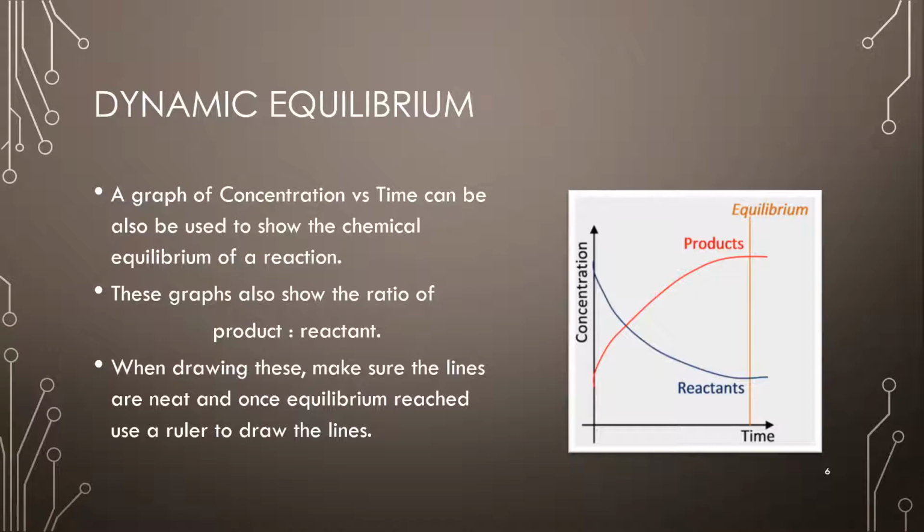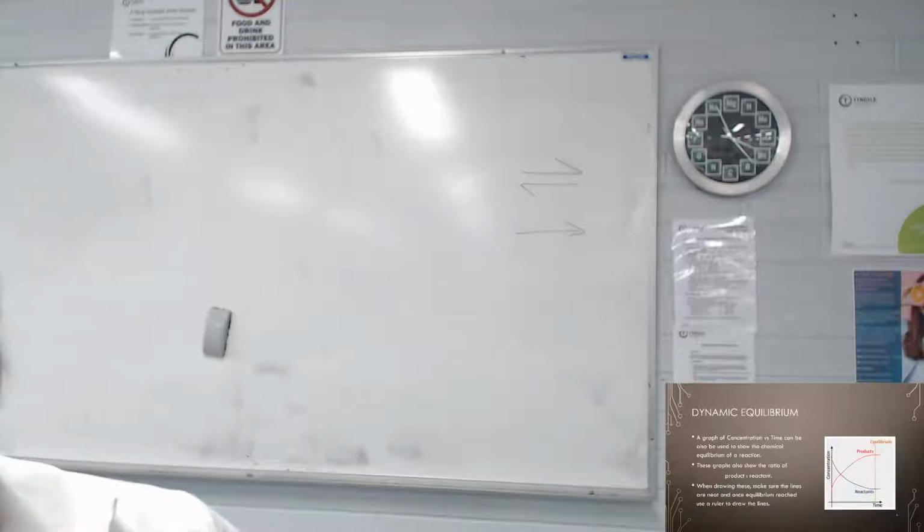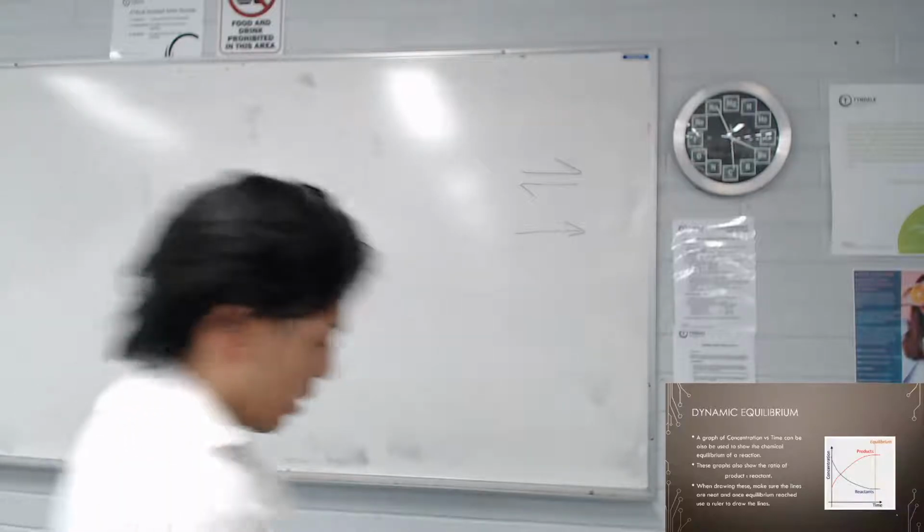I'm just going to make myself disappear because I wanted to show that graph. A graph of concentration versus time can also be used to show the chemical equilibrium reaction. These graphs also show the ratio of product to reactant. When drawing these graphs, make sure the lines are neat, and once equilibrium is reached, use a ruler to draw the lines. Now, it says lines, but there's a specific type of line. You may have guessed it, but let me just grab a few different colors.